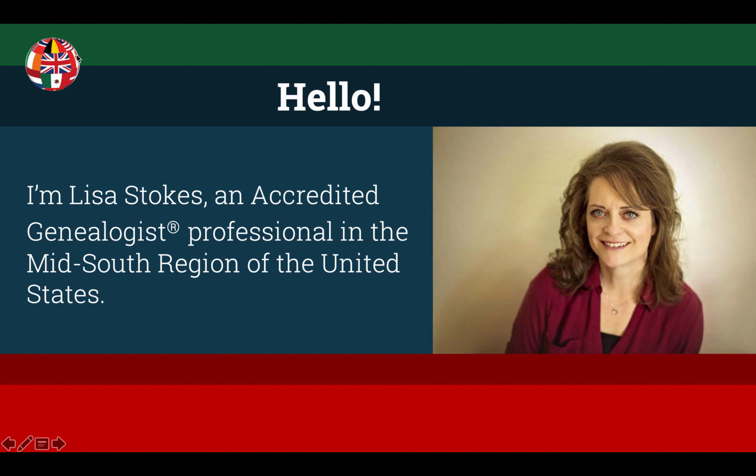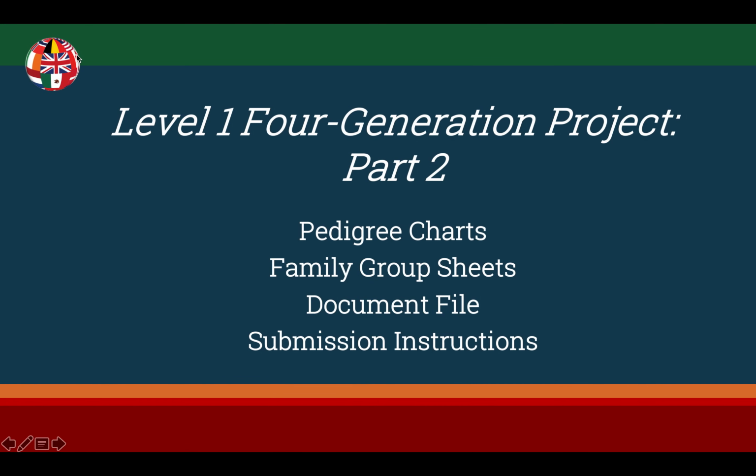This video covers the elements and requirements for preparing a successful Level 1 for Generation project. We will cover pedigree charts, family group sheets, the document file, and we'll go over some submission instructions. For information about overall requirements, the research log, or the research report, be sure to watch part 1 of this video.